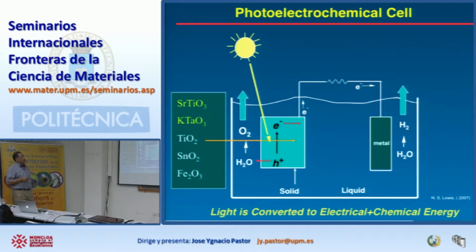And the idea of these electrochemical cells is that you can generate hydrogen by using sunlight and an electrolyte. In this case, you will use plain water. A cell is built very simply. You have a metal, and then you have an oxide. And these are examples of the oxides that you can use. You can use strontium titanate, potassium tantalum oxide, titanium oxide, tin dioxide, iron oxide. This is just plain rust.